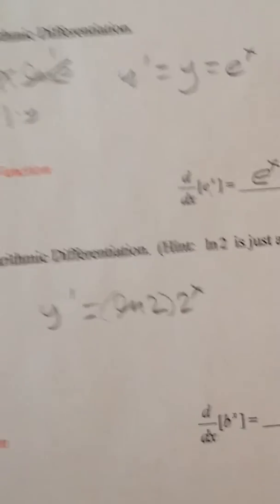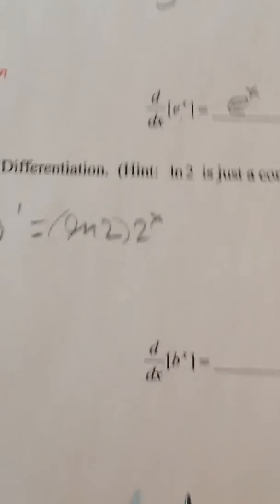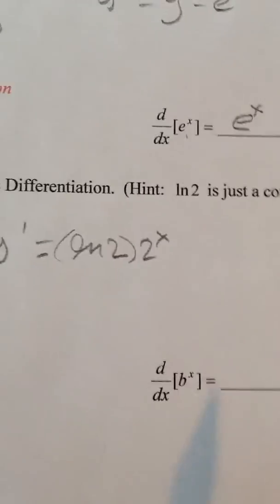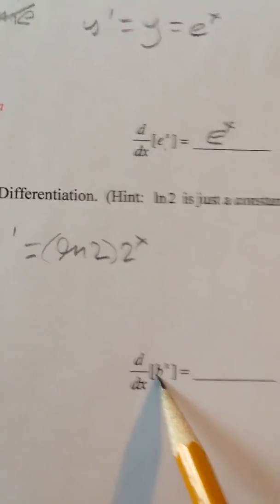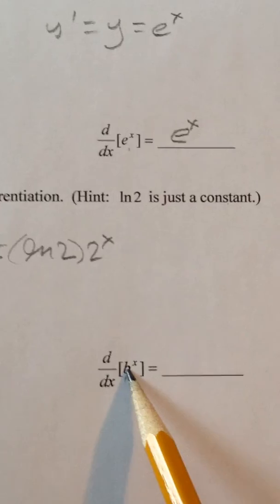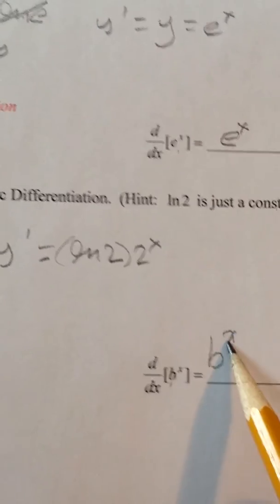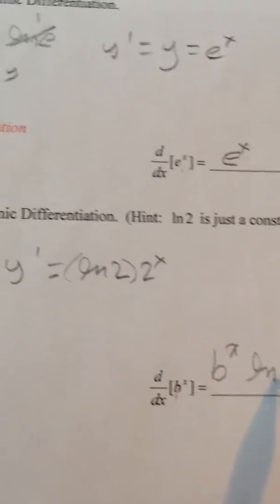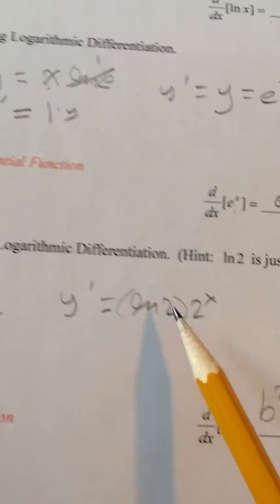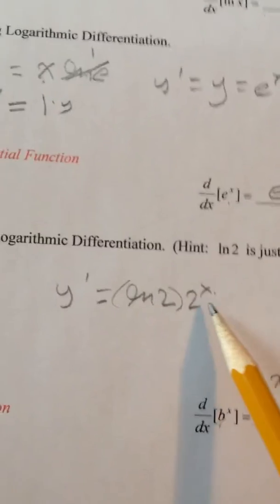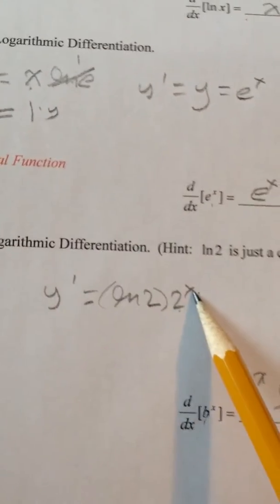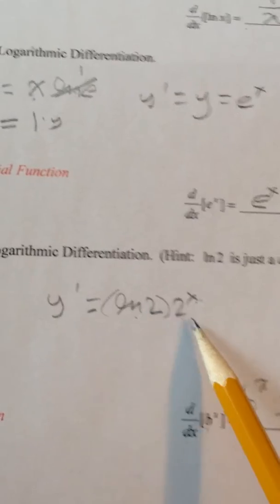So anytime you take the derivative of any base, it doesn't have to be e, this could be 2, 3, 4, 5, 6, it could be anything. The base with that variable stays, times the natural log of the base, which is what we have up here. I started with 2 to the x. The derivative is 2 to the x times the natural log of the base.